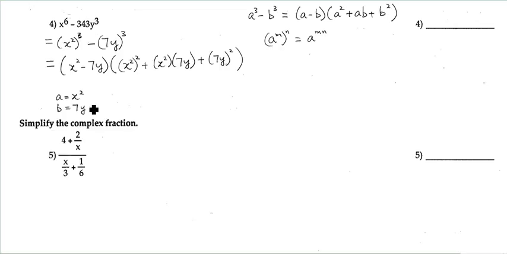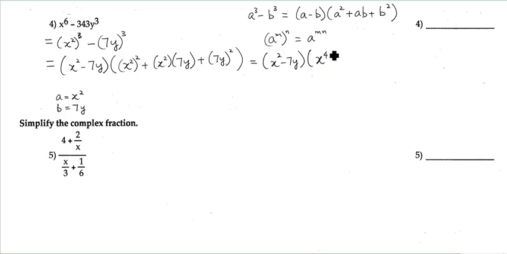Well, the difference of two perfect cubes is in the instruction. It's telling you to use the sum or the difference of two perfect cubes. So let's continue. Let's simplify that because we can. So that would become x squared minus 7y times, open parenthesis, x squared squared. That would become x to the 4.